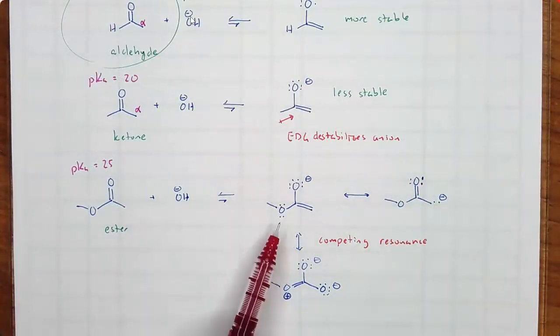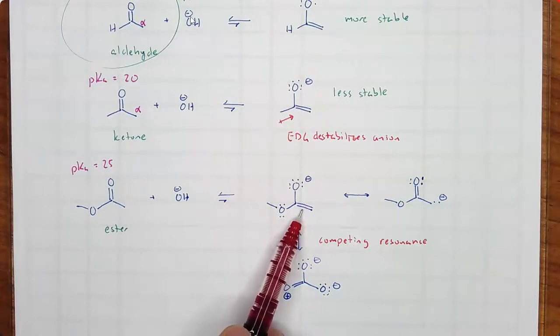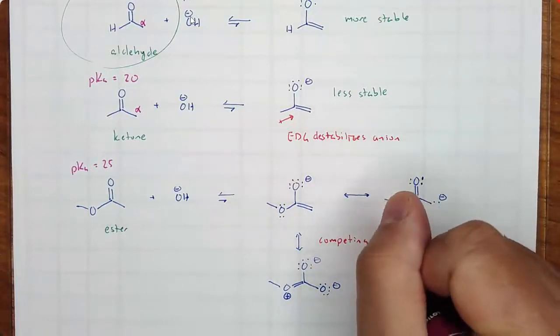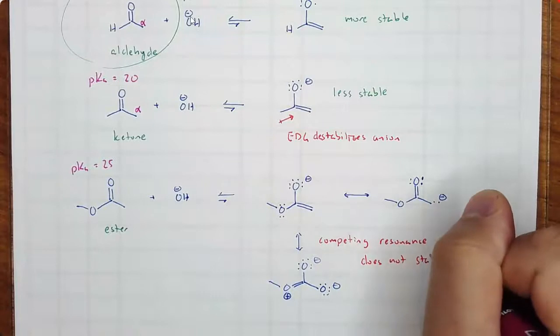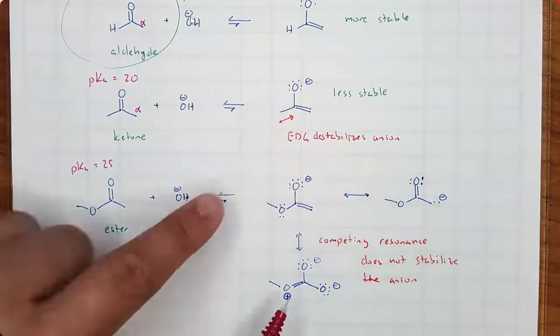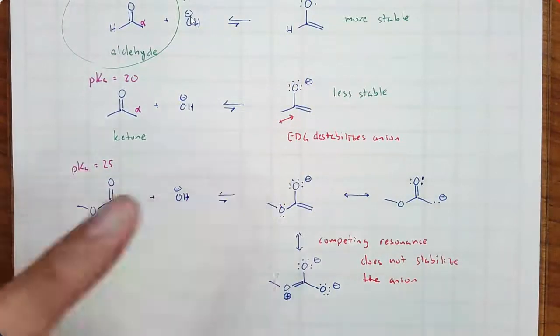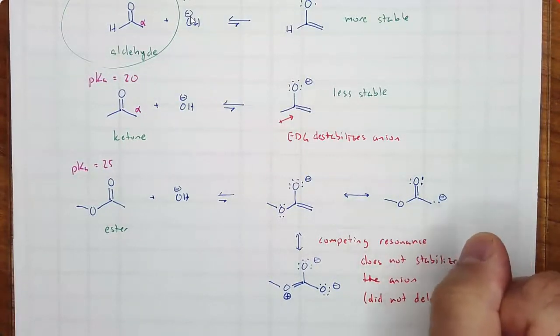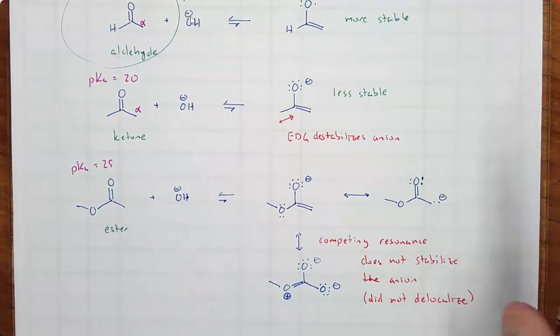And obviously that comes from moving the lone pair to make this double bond and kicking this pi bond to the carbon to make it a negative. The thing about this competing resonance, even if it's a very minor contributor, is that it does not stabilize the negative charge. So this competing resonance does not stabilize the anion. See, that negative charge is still stuck on this oxygen. It didn't delocalize. Did not spread out or delocalize. In fact, it made more charge, but we're not concerned about that.